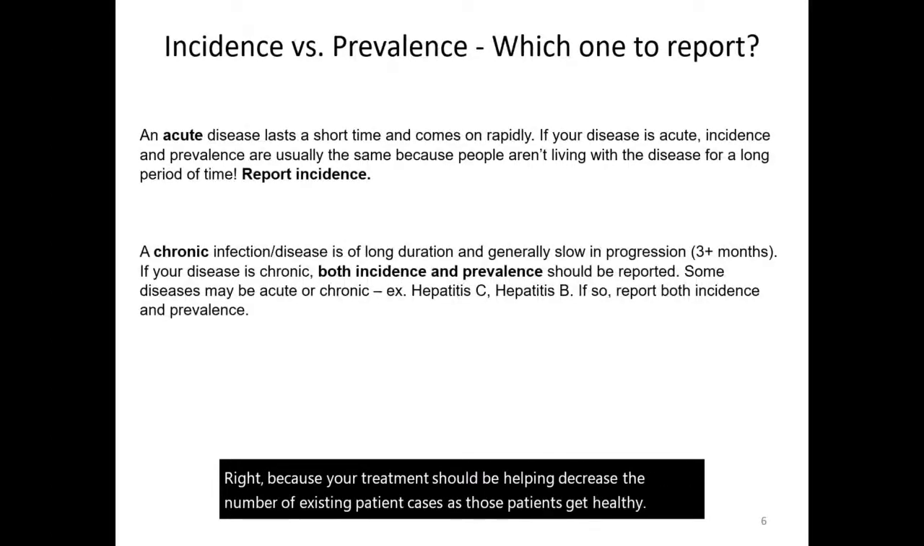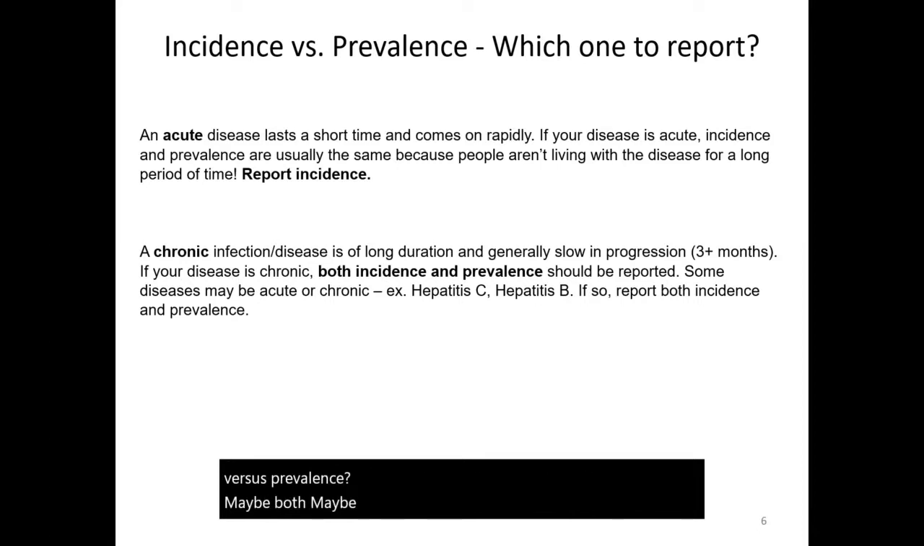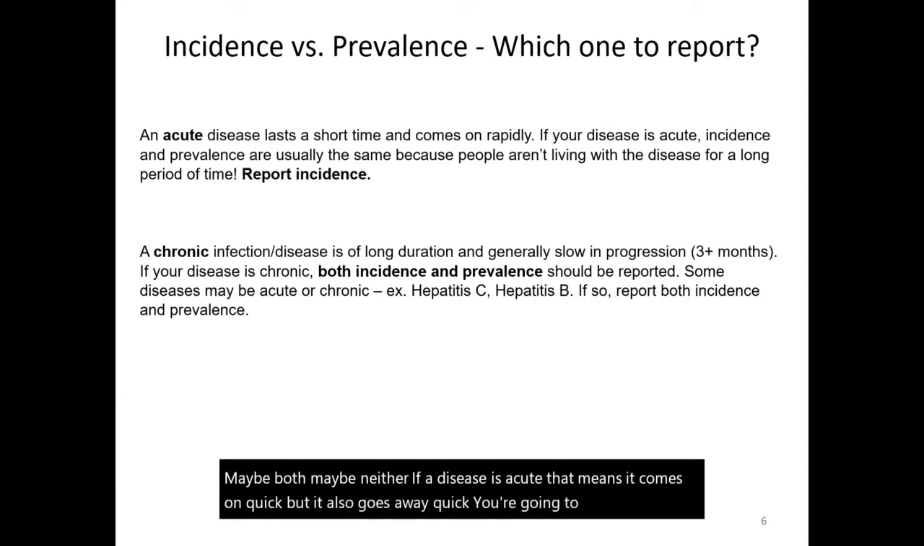So from an epidemiology standpoint, when do you report incidence versus prevalence? Maybe both, maybe neither. Well, if a disease is acute, that means it comes on quick, but it also goes away quick. You're going to focus on incidence because the disease doesn't stick around long enough to really track the number of existing cases. So with an acute disease, we worry about incidence. But with a chronic disease that's going to last months, years, etc., we are concerned with both incidence and prevalence.